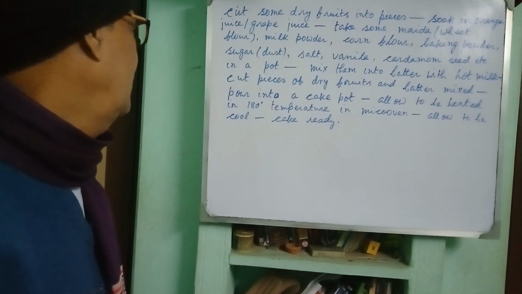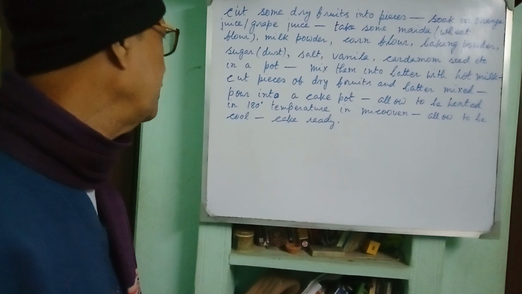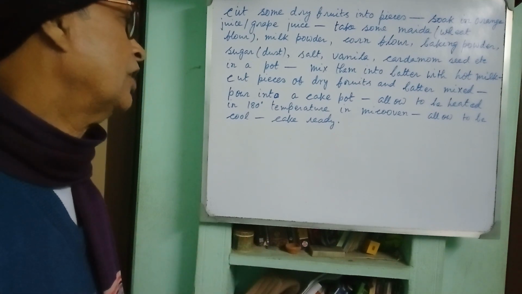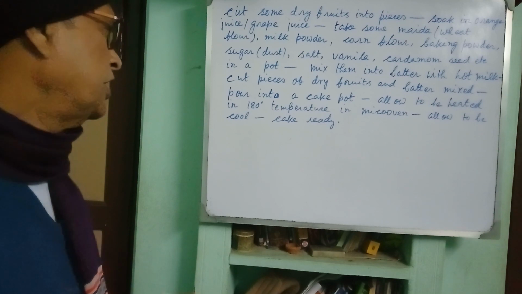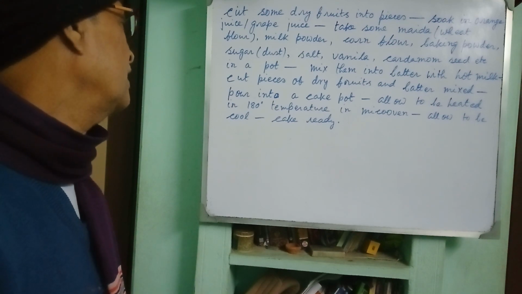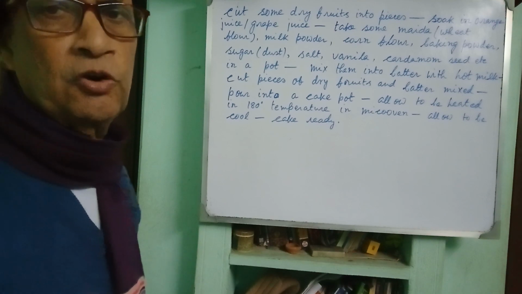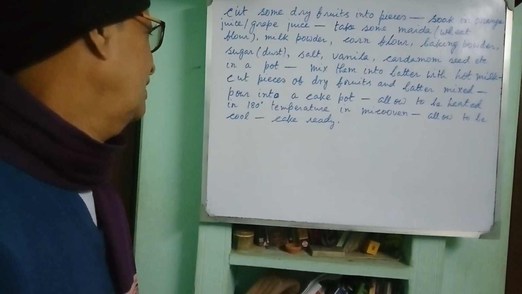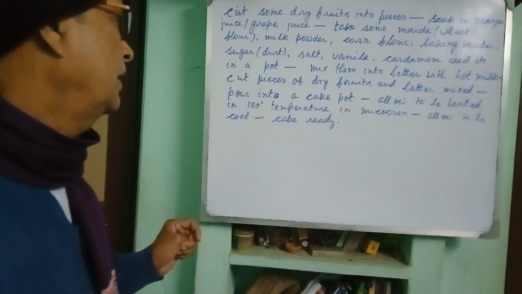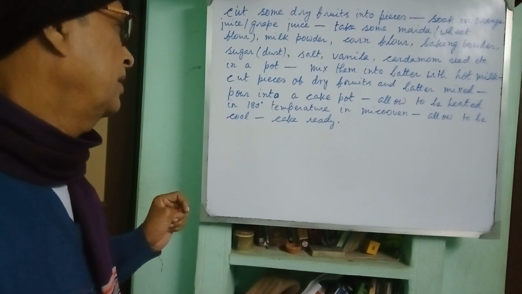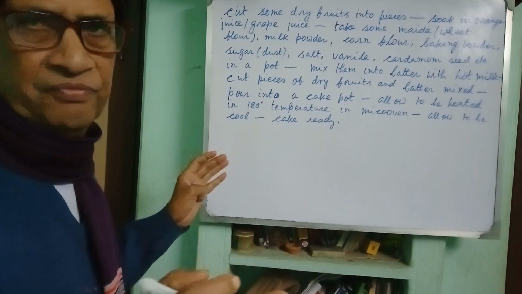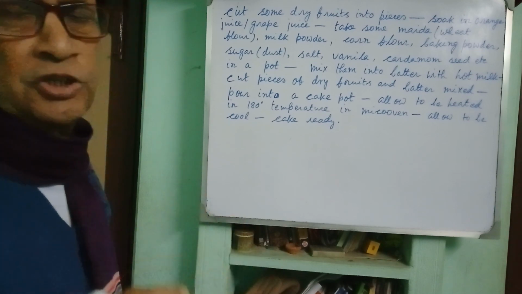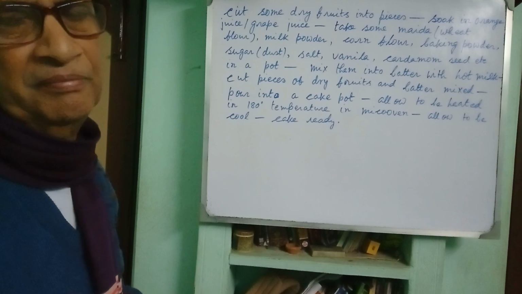Next, the content of the batter is poured into a cake pot or in an aluminium foil, and the content is heated at 180 degree temperature in a micro oven. After 45 minutes, you may take out the cake, the ready cake, and you may cut it into pieces and serve them.